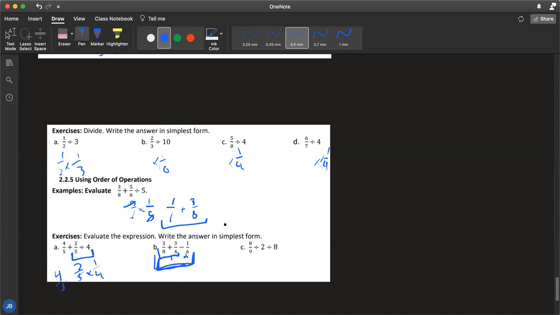So what about this one, Nicole? For C, which one would you do first? It doesn't matter, but perfect. I will do the first one first. You would do the first one? See, I would probably do 2 divided by 8 first, right here. 2 divided by 8 creates a fraction. And then we can do 8 over 9 times 4 over 1. That's what I would do.